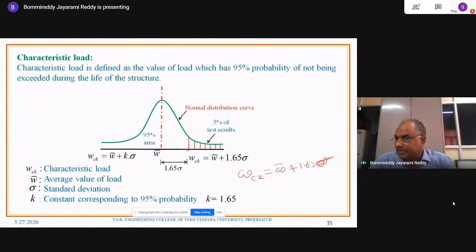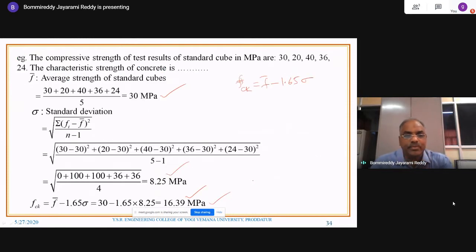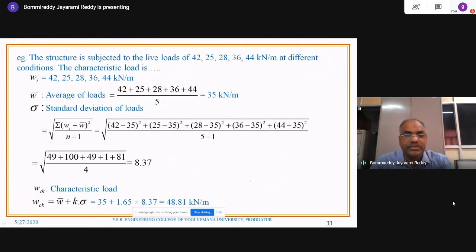So now, this is the relation for calculating the value of the characteristic load. Let us have one numerical problem associated with this. You can look at here. The structure is subjected to live loads of 42, 25, 38, 36, 44 kilonewton per meter at different conditions. What is the magnitude of the characteristic load based on the given set of loads?